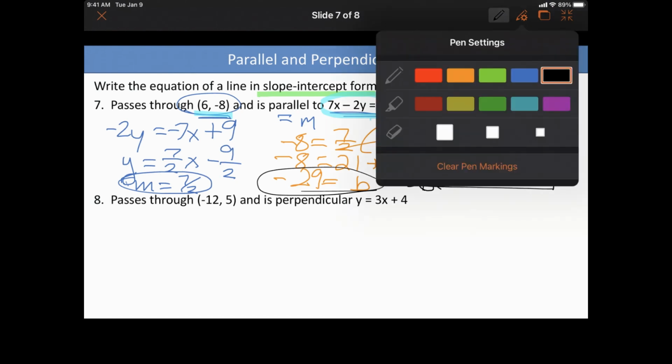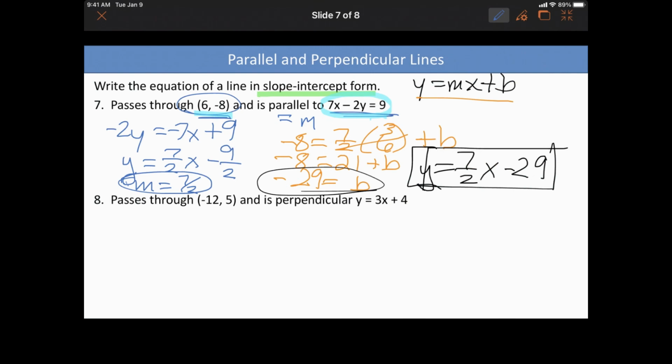Next problem. What are we given? Okay, so I'm given a point and it's perpendicular. Okay, perpendicular. What do we know about perpendicular lines? Their slopes are opposite reciprocals. Okay, opposite reciprocals. So this is my equation and this is my slope for the given line. The opposite reciprocal would be -1/3. So this is the one I'm going to use, not 3, because I want perpendicular, -1/3.